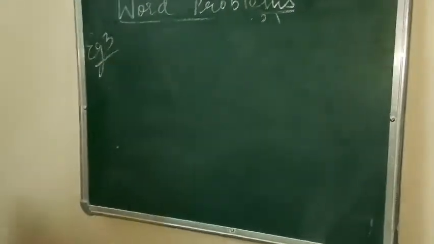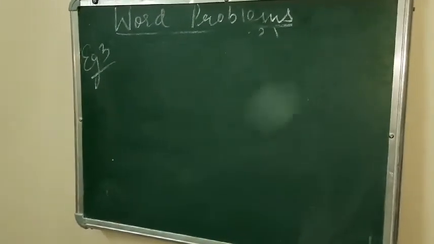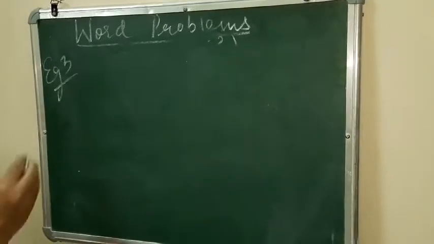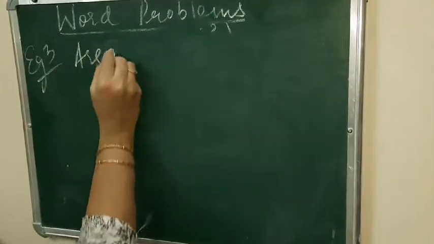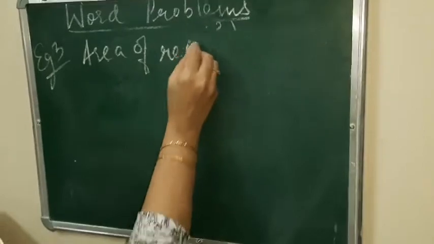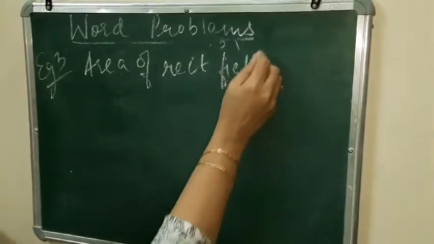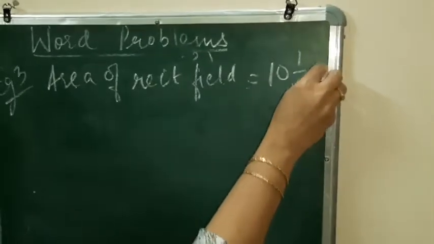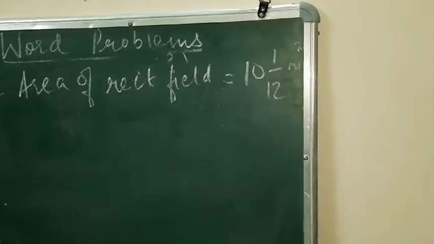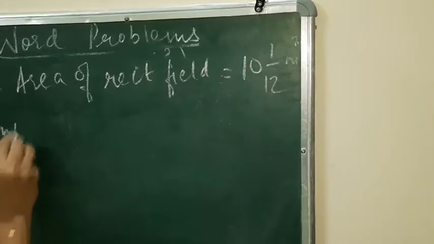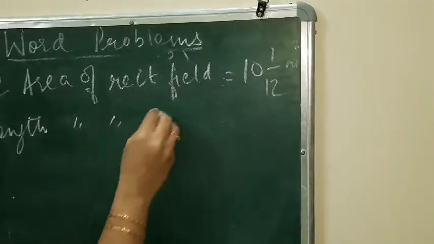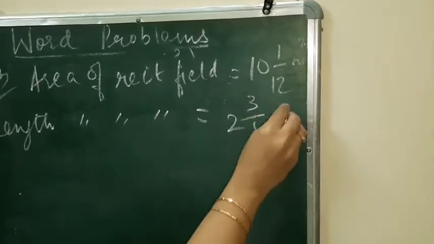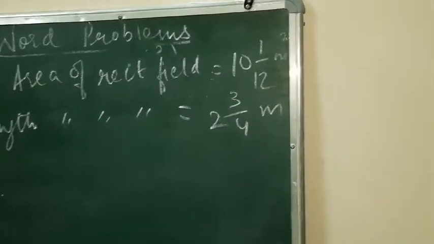Example number 3. Now, example number 3 of your book is area of a rectangular field. Now, area of a rectangular field is given, 10 1/12 meter square. Length of the rectangular field is 2 3/4 meters. You have to find its breadth.